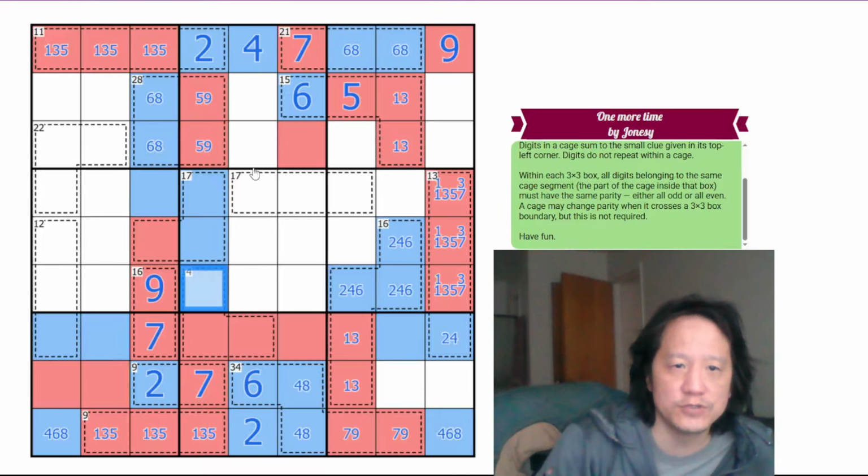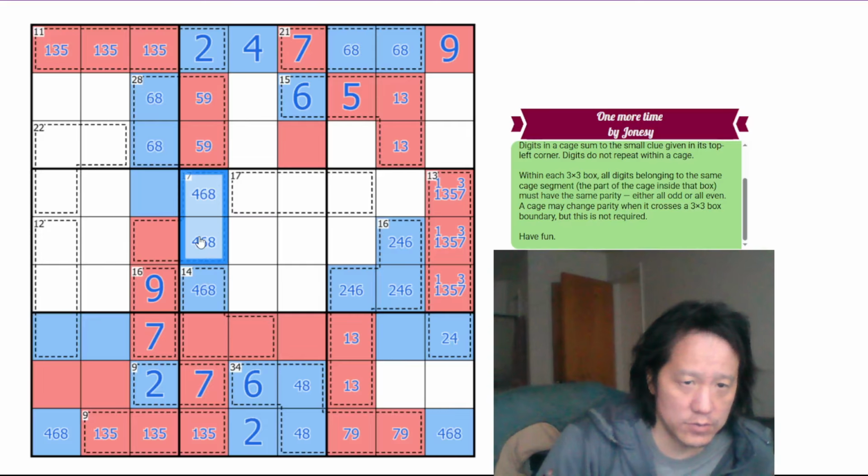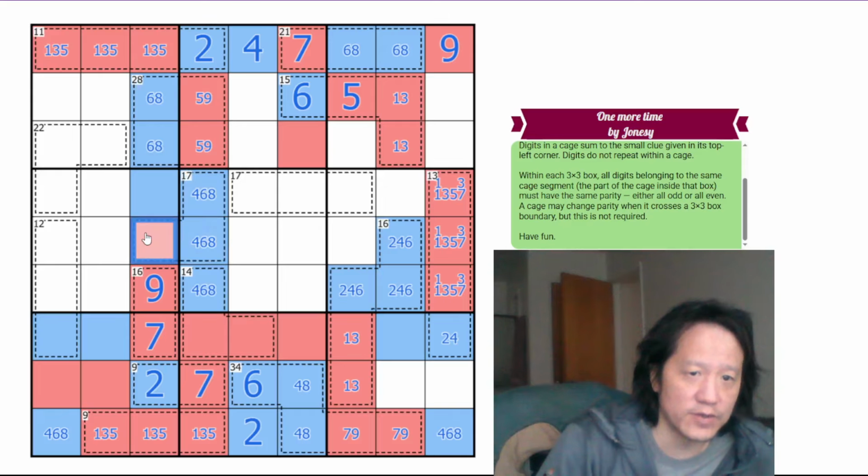This has to be a 4, 6, 8 triplet here. How do you add up to these numbers? So 4 and 6 does not work here, because if this is 4 and 6, this would have to be 7, and we already have a 7 in the column. So it could be 4, 8, or 6, 8.